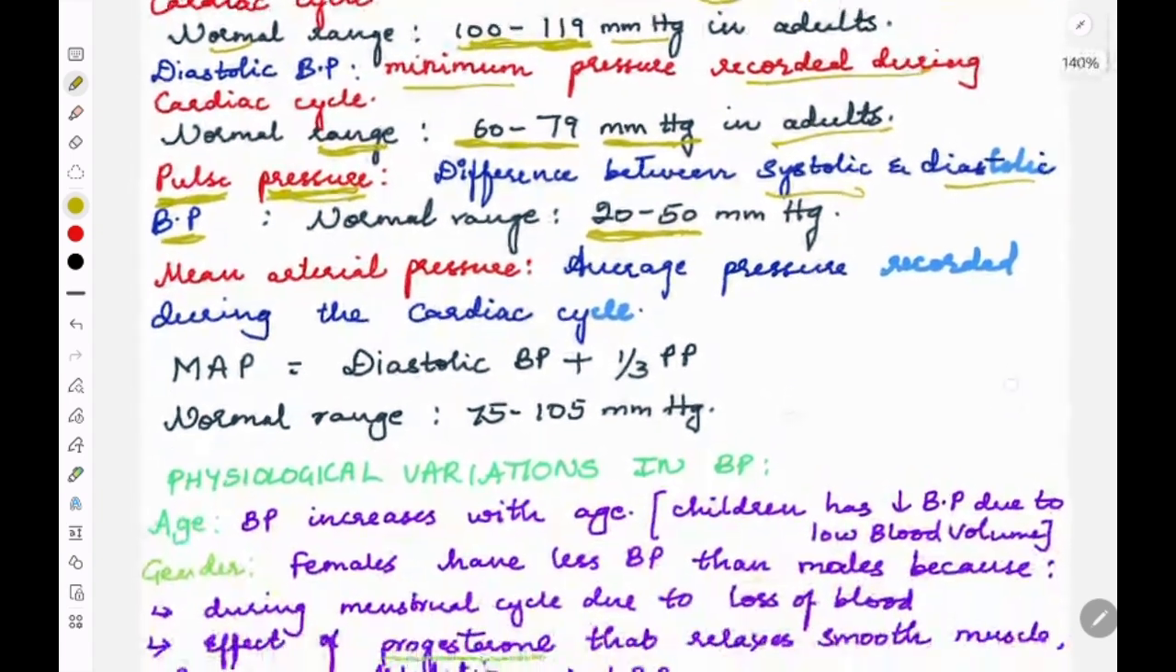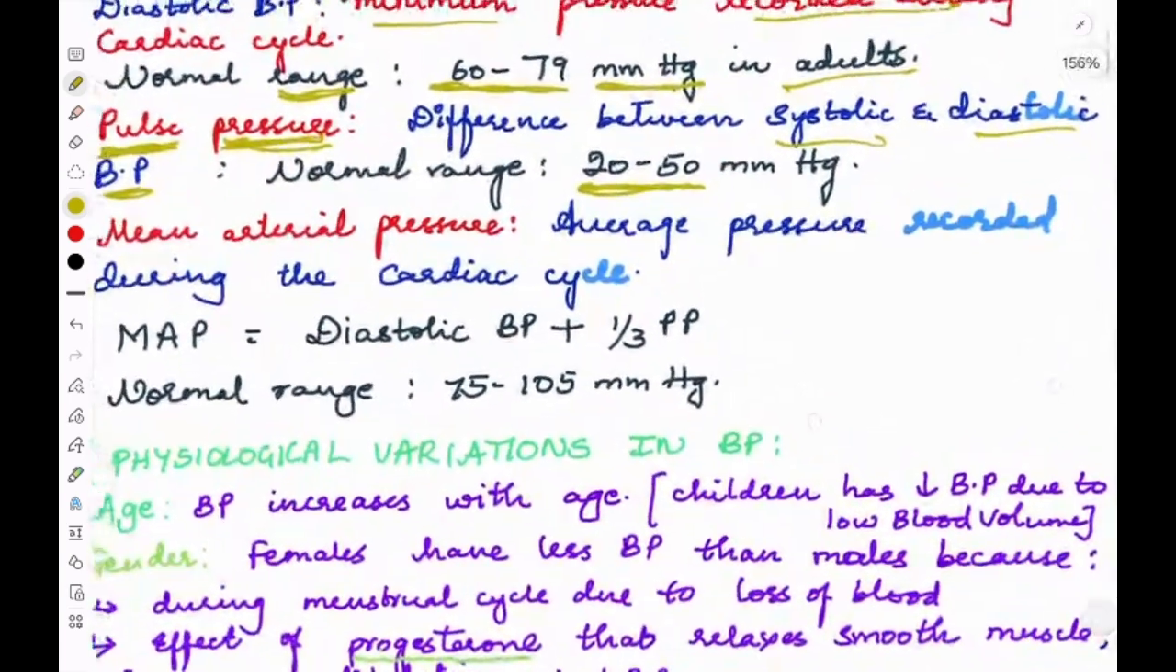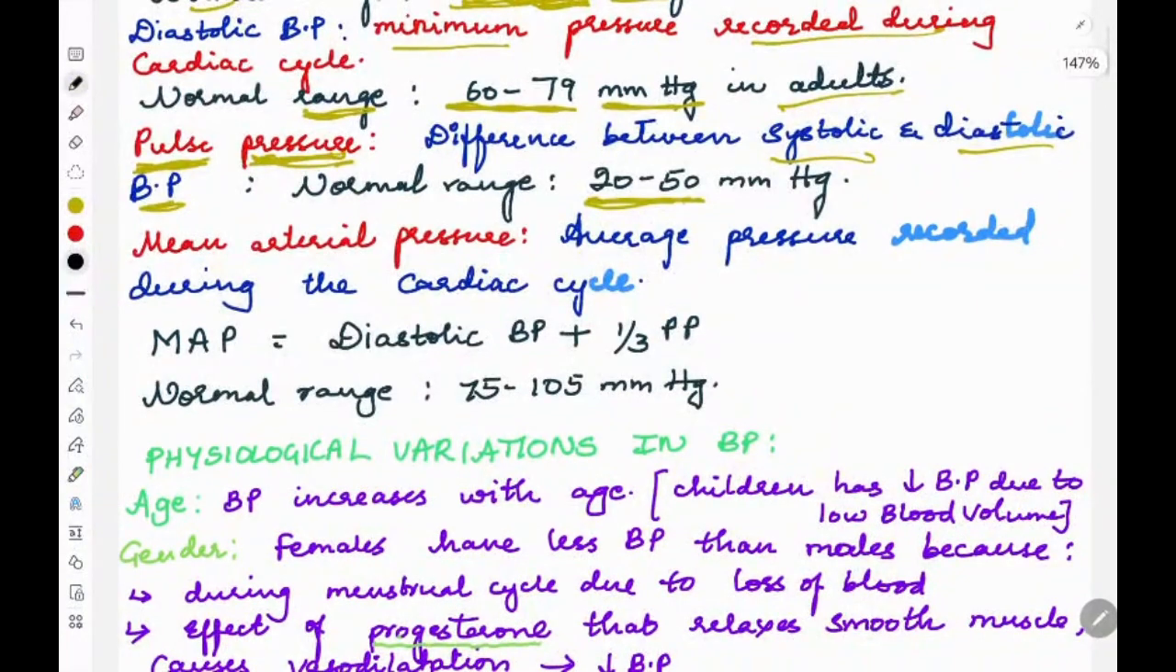Now let us come to another important term, that is, what is mean arterial pressure. The mean arterial pressure is nothing but the average pressure that is recorded during the cardiac cycle. So how do you calculate the average pressure? That is nothing but the diastolic blood pressure plus 1/3 of the pulse pressure. So to know the mean arterial pressure, you are supposed to know the pulse pressure.